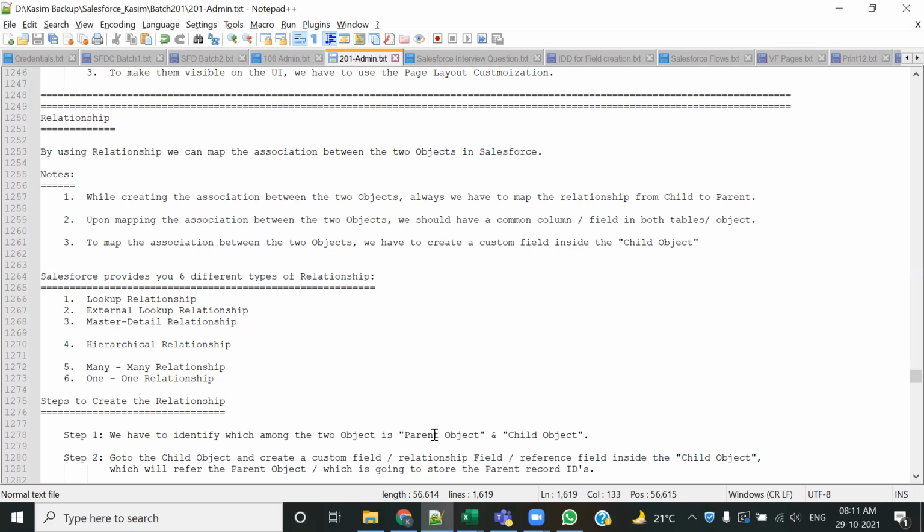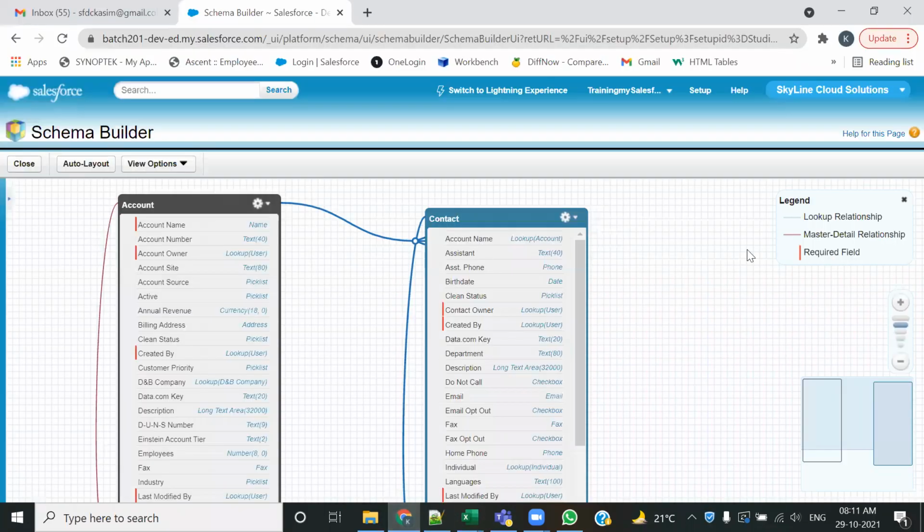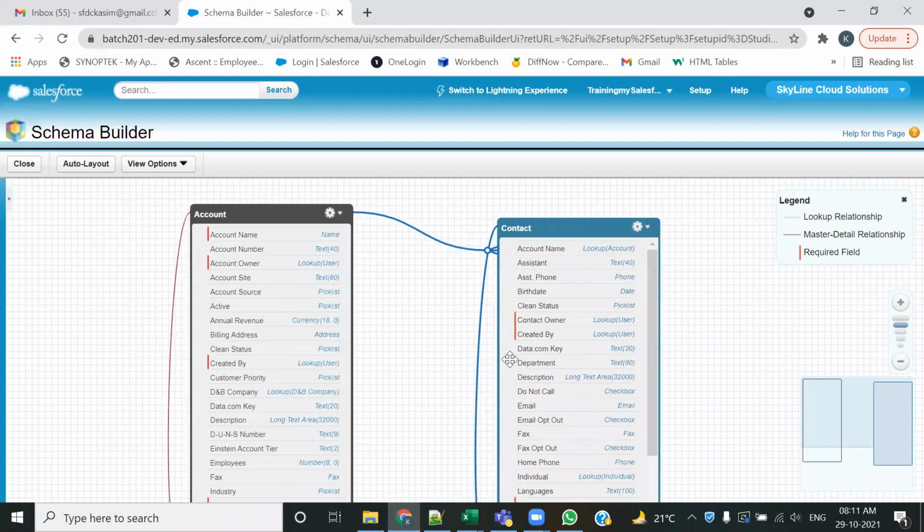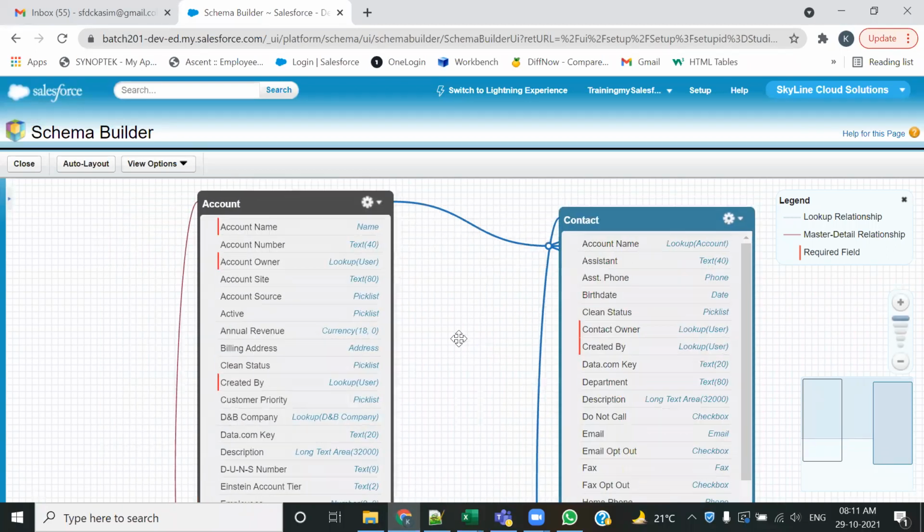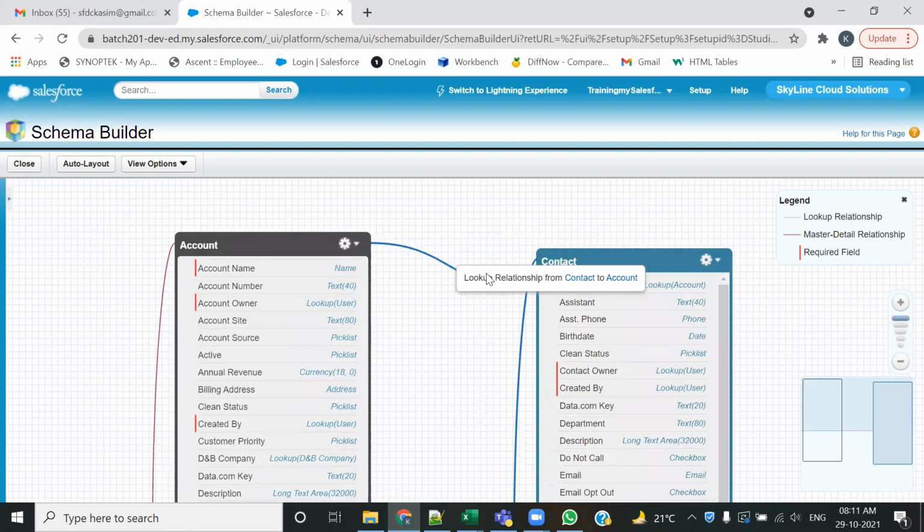But before that, there are a few thumb rules whenever we are starting with the relationship. There are a few thumb rules that in the beginning itself we should know. The first thing is that if you want to create a relationship, relationships are always described from child to parent. That means the first name you should take is the name of the child. See, if I put my cursor over here, it's actually indicating a lookup relationship. We'll see what lookup, master-detail and hierarchy are.